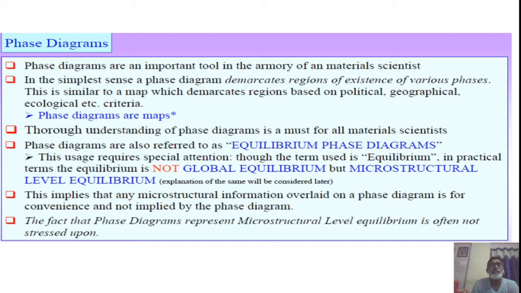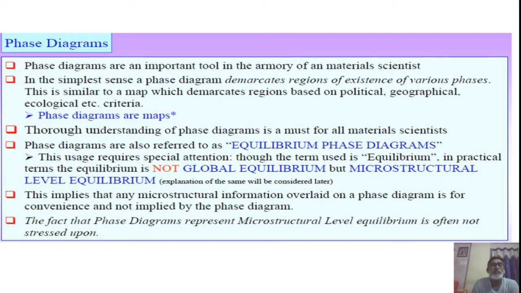The diagram demarcates the region of existence of various phases. This is similar to a map which demarcates regions based on political, geographical, or ecological criteria. Understanding the phase diagram is a must for all material scientists. Phase diagrams are also referred to as equilibrium phase diagrams.